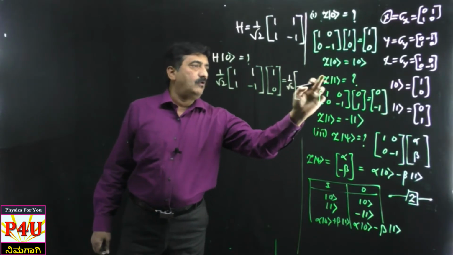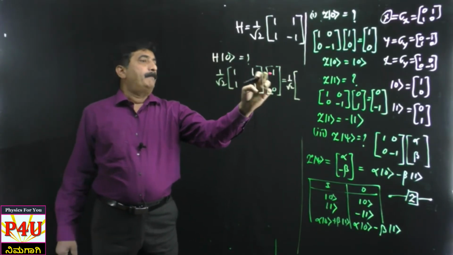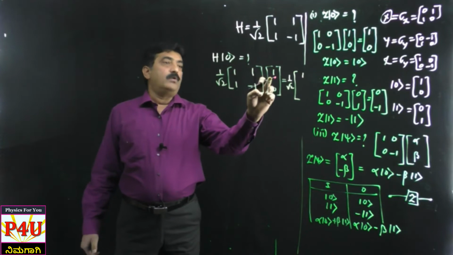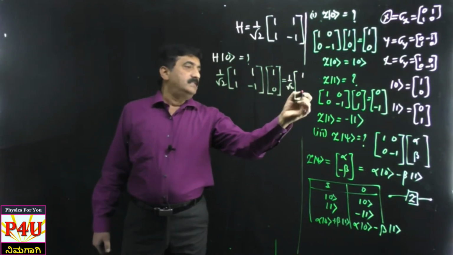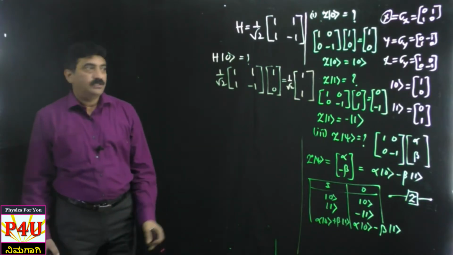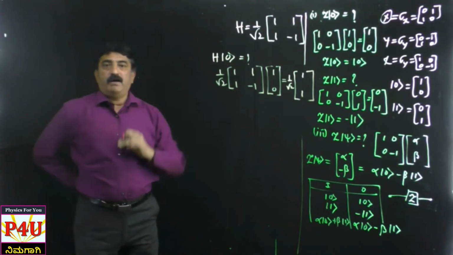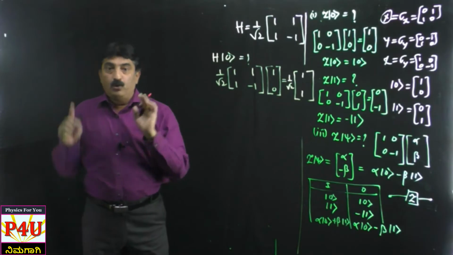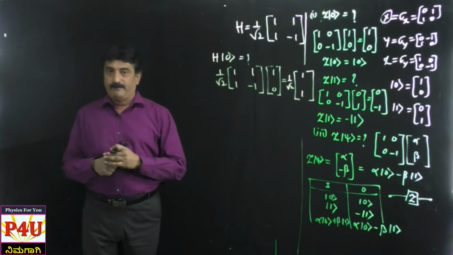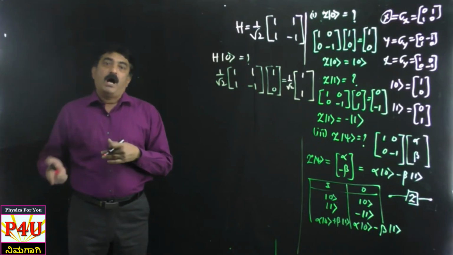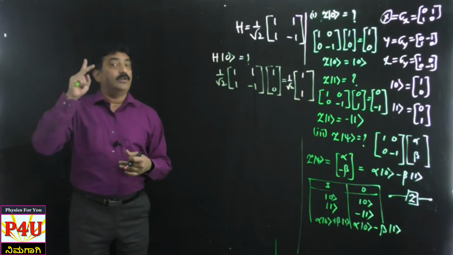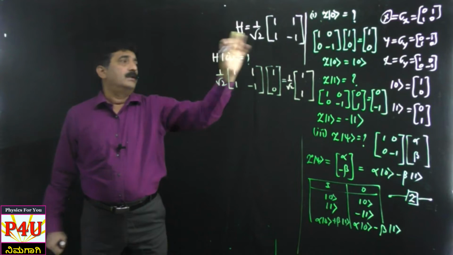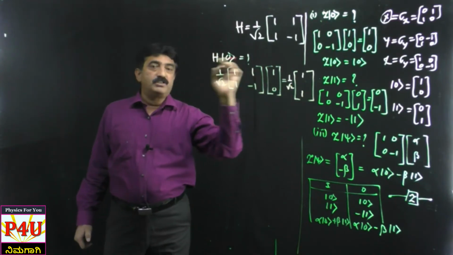Now let us go ahead. 1 into 1 plus 1 into 0, so the first member is 1. Next, 1 into 1 minus 1 into 0, the second member is also 1. Look at this. It is 1 by root 2 times 1 1. So that means alpha is 1 by root 2, beta is 1 by root 2. I told you alpha cannot be 1 when beta is 1. Alpha alone can be 1, beta alone can be 1. Both of them cannot be 1 at a time. Alpha position is 1 by root 2, beta position is 1 by root 2.